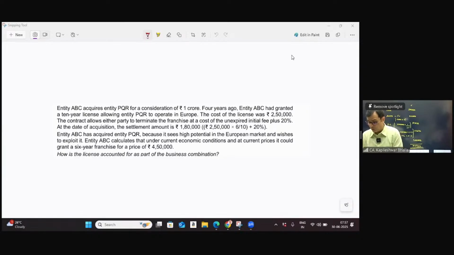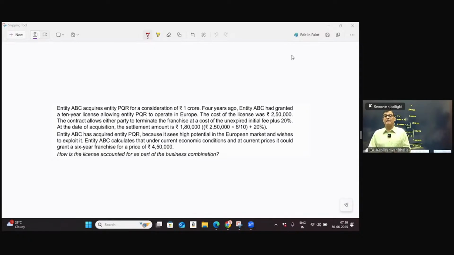Further, it says the cost of the license is 2,50,000 and the contract allows either party to terminate the franchise at a cost of the unexpired initial fee. Can I call the unexpired initial fee the book value? Where it says you could terminate the agreement at a cost of the unexpired initial fee, can I call it the book value post the amortization? There seems to be quite a silence on that. So let me tell you, definitely yes.